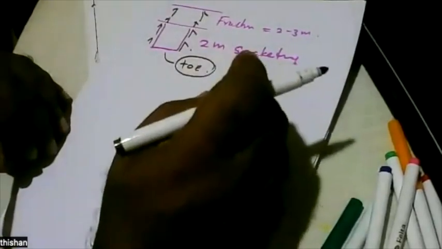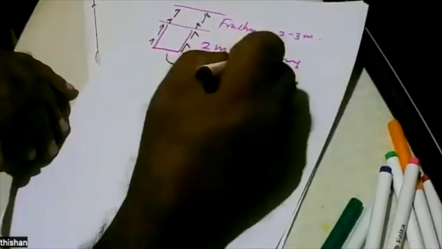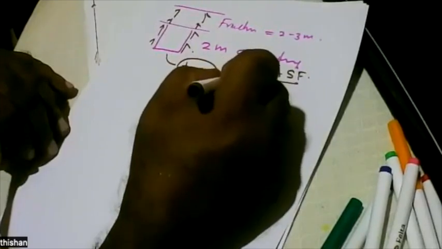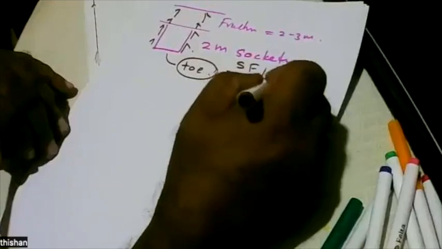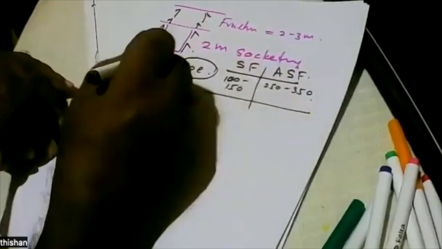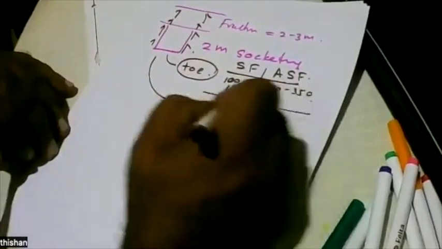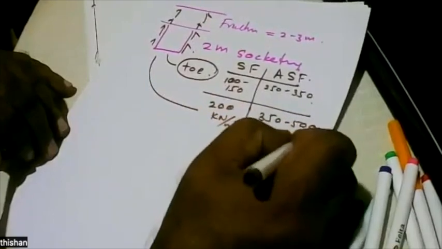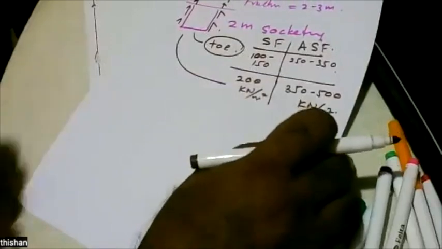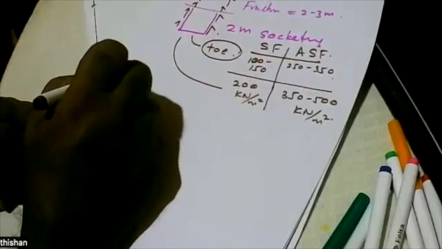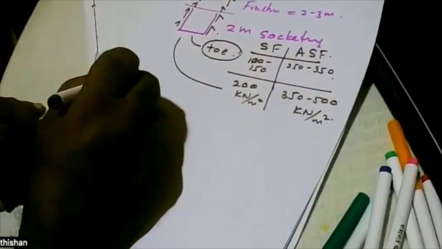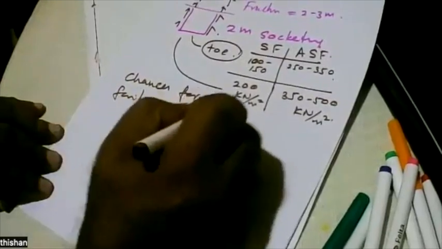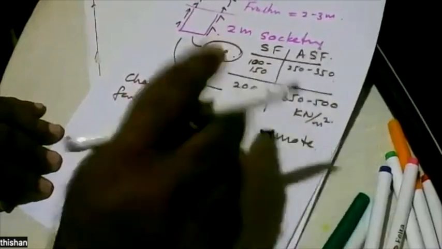What is the reason? Because we have underestimated the actual skin friction. So we use values like 100 to 150, but actual can be 250 to 350. And then in the proper rock, we consider up to 200 kilonewtons per meter squared, but the actual values can vary between 350 to 500 kilonewtons per meter squared. So one thing is, our piles may not be very optimum when you follow all these guidelines, but the chances for failure are very remote, unless you have done a plunge.